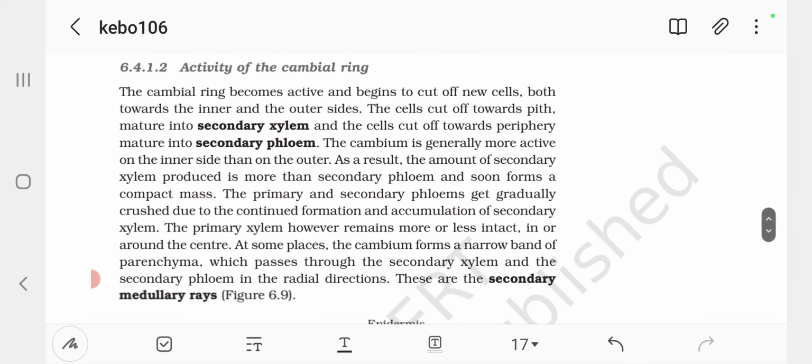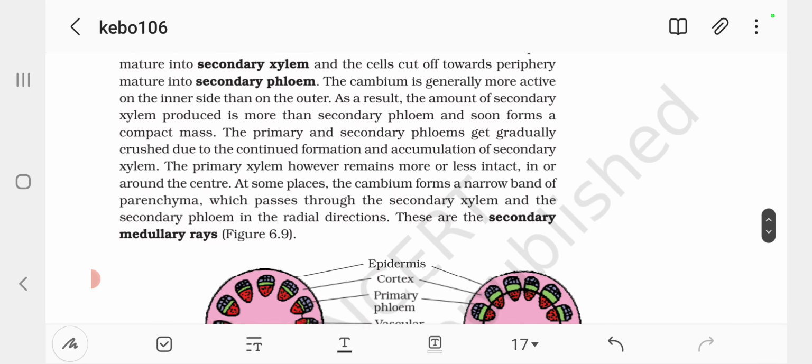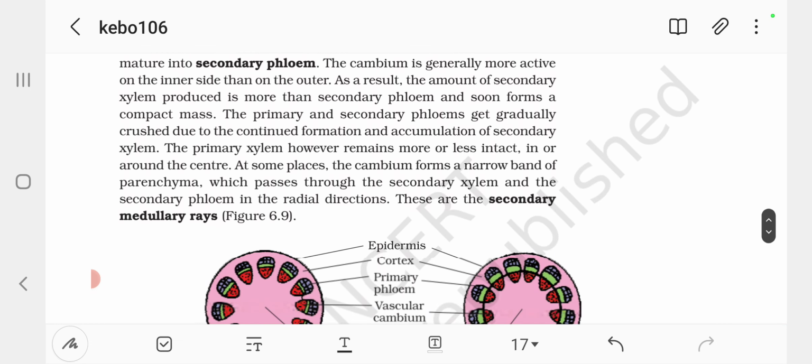6.4.1.2 Activity of cambial ring. The cambial ring becomes active and begins to cut off new cells both towards the inner and the outer sides. The cells cut off towards the pith mature into secondary xylem, and the cells cut off towards the periphery mature into secondary phloem. The cambium is generally more active on the inner side than on the outer side.